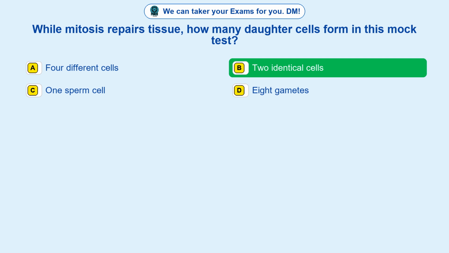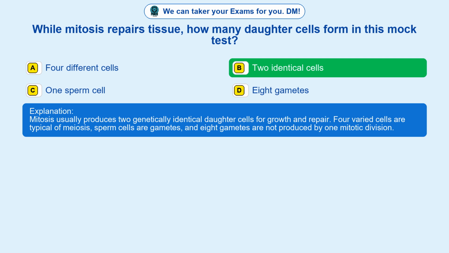2 identical cells. Mitosis usually produces 2 genetically identical daughter cells for growth and repair. 4 varied cells are typical of meiosis, sperm cells are gametes, and 8 gametes are not produced by one mitotic division.